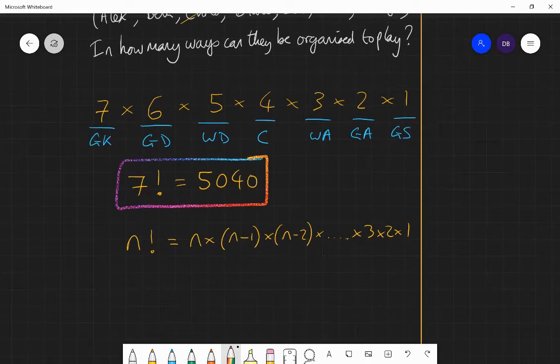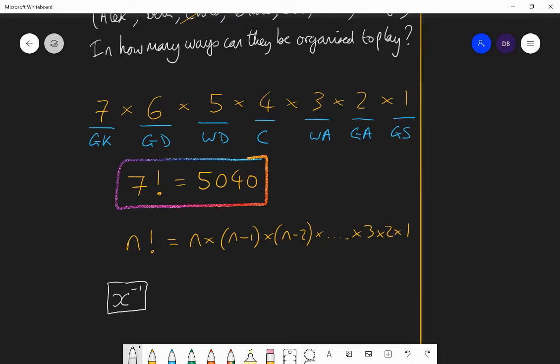On your calculator, if you want to find the factorial button, it's usually above the x to the -1 button. Okay, so what you do is you press Shift, and then you press the x to the -1 button, and you've got the factorial.